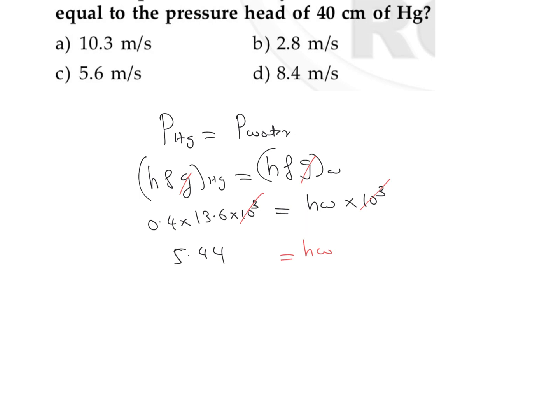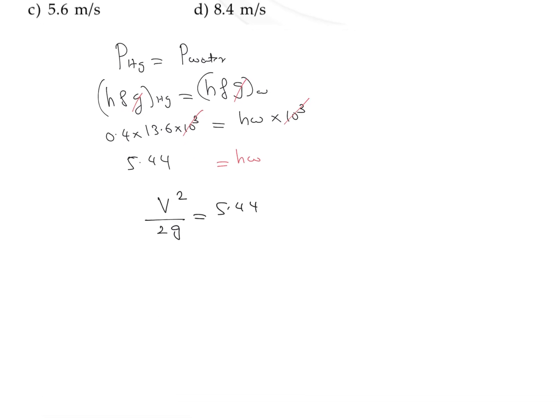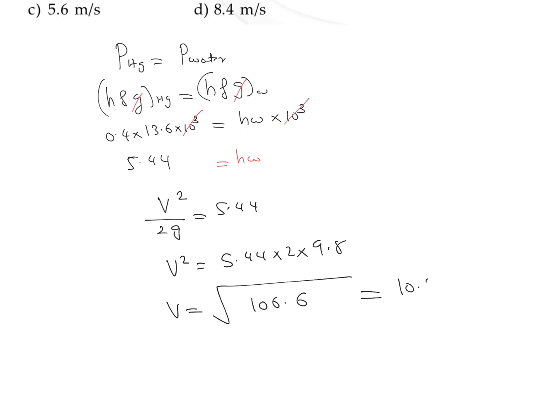Then we are asked to find the corresponding velocity head. So for velocity head, we know the equation is v square divided by 2g. This is equal to 5.44. So you can write the value of v square is equal to 5.44 into 2 into g, which we can take as 9.8. So the value of v will be equal to the square root of this, around 106.6. So if you take the root of this, you'll get 10.32.